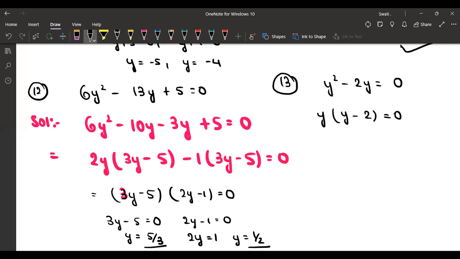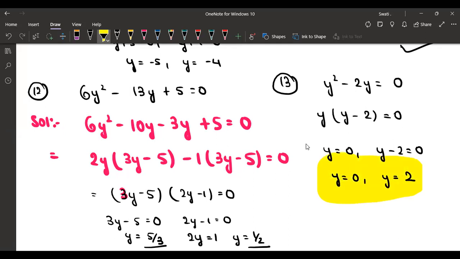And again, we are having the product of two terms equal to zero. That implies either of the terms is 0. So y is equal to 0 and y minus 2 is equal to 0. So the first value is of course 0 and the second value is y is equal to 0 plus 2, that is 2. So these are the answers.